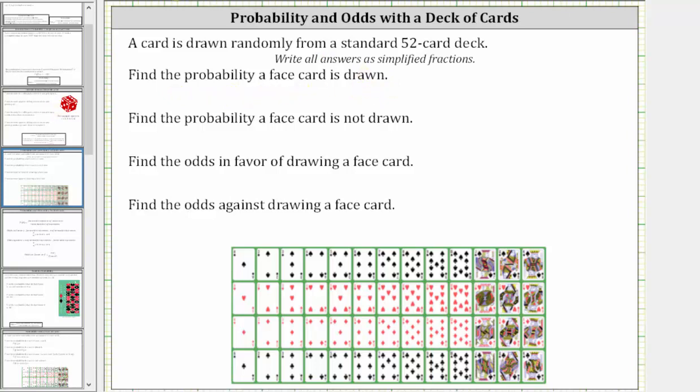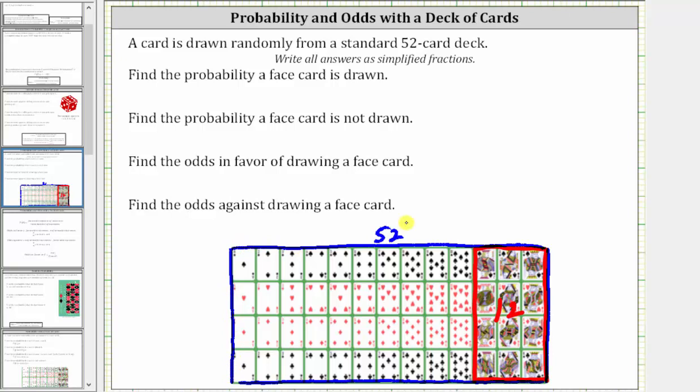Well, the face cards are the jacks, queens, and kings. So looking at the cards, notice how there are 12 jacks, queens, and kings, and therefore there are 12 favorable outcomes. And because there are 52 cards, there are 52 total possible outcomes, which means the probability a face card is drawn is 12 divided by 52, or 12/52.